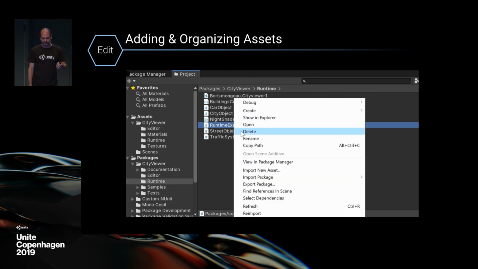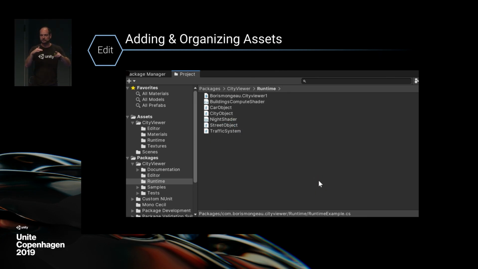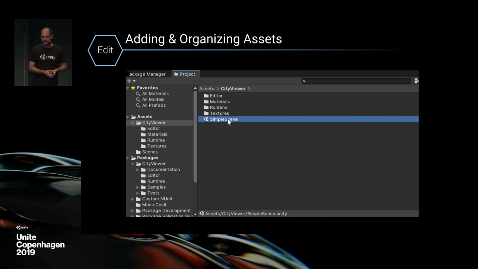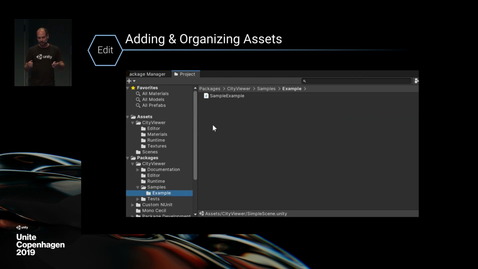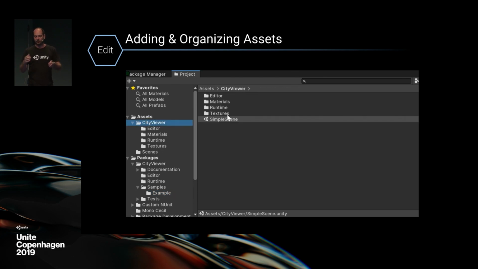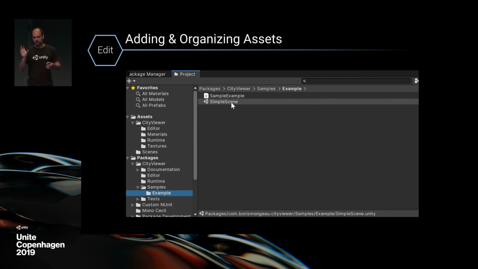And finally, in the CityViewer, we have a scene for the users to understand the package CityViewer. So this scene should be a sample in the new package format. So we're simply going to drag and drop the simple scene in the samples in the example. So in the default package, we add one sample that is called example, in which you can add your files. And the user in the package window can choose and import samples that you create in your own package.